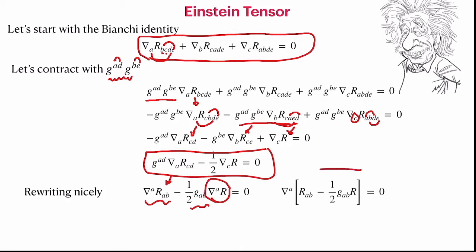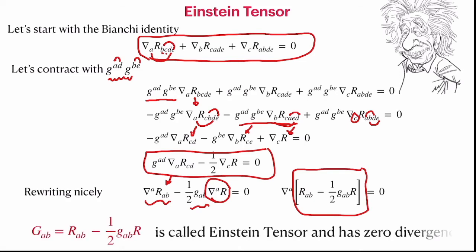So you see that the tensor inside has a divergence 0. So this is basically taking the divergence. It's a second rank tensor which is called the Einstein tensor, which has a 0 divergence. That seems to be the important property of the Einstein tensor, or rather Einstein recognized this to be the important property of this combination of the Ricci tensor. The Einstein tensor, which is usually called G^AB, is given as R^AB minus half into g^AB into R. That is called the Einstein tensor and has a 0 divergence.